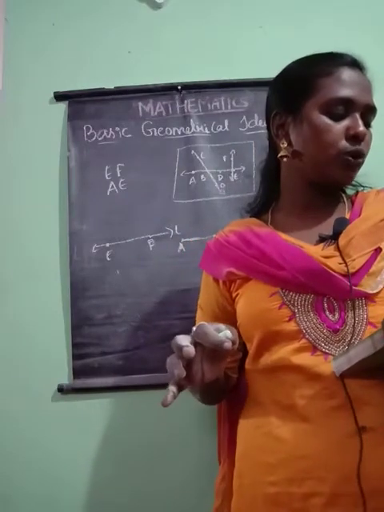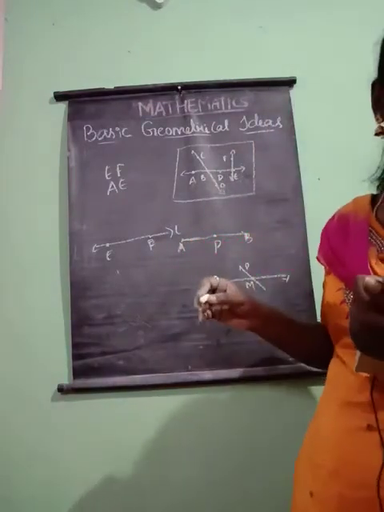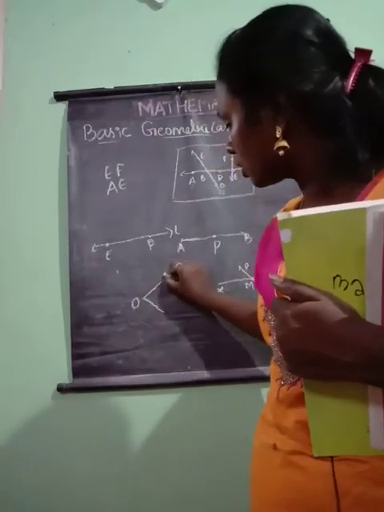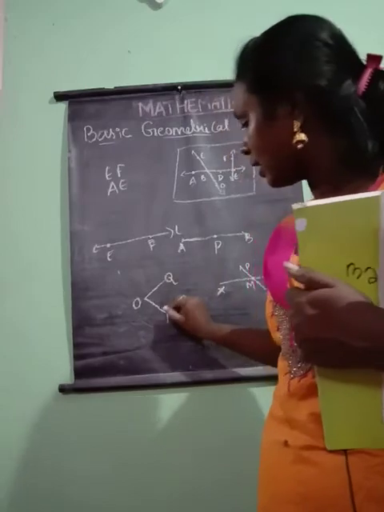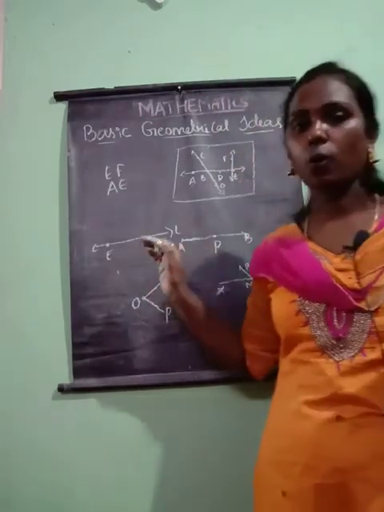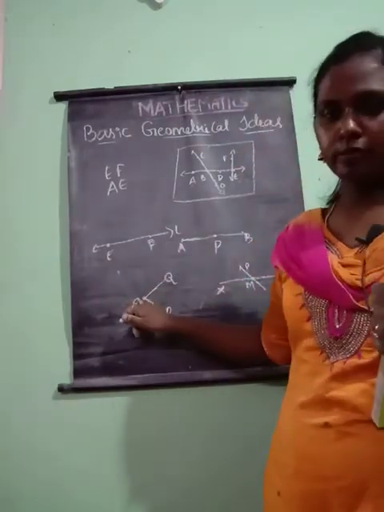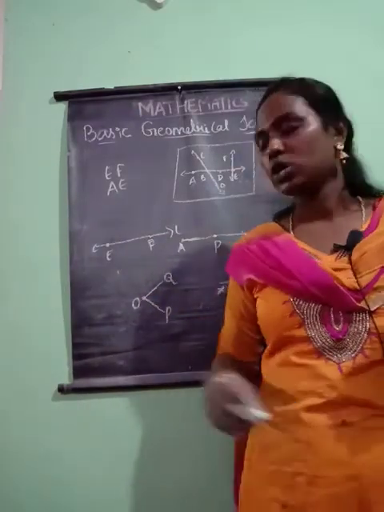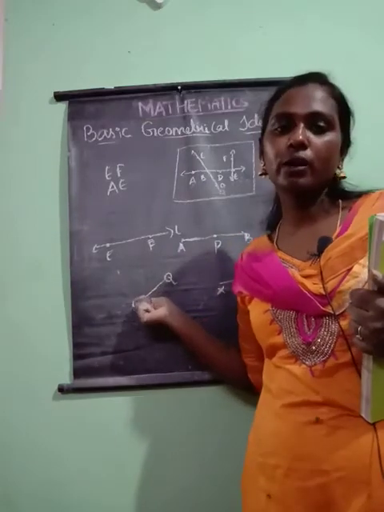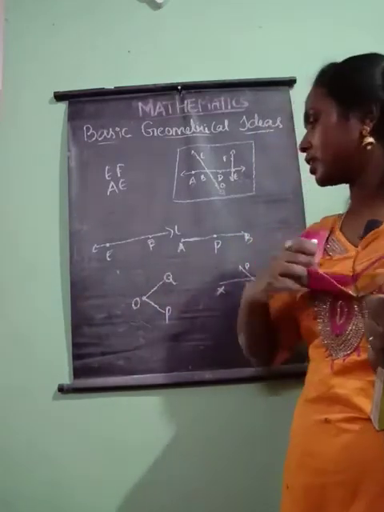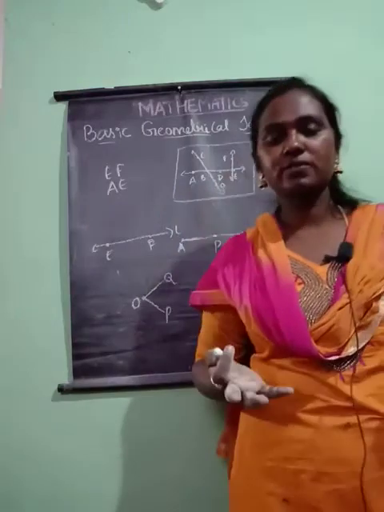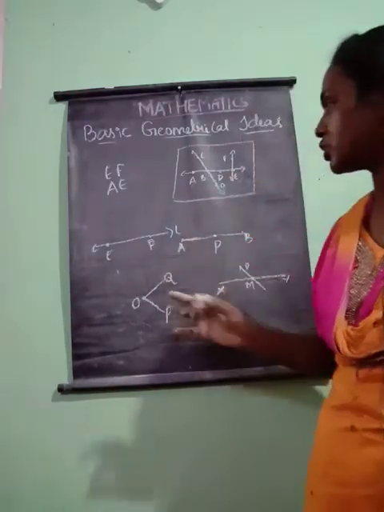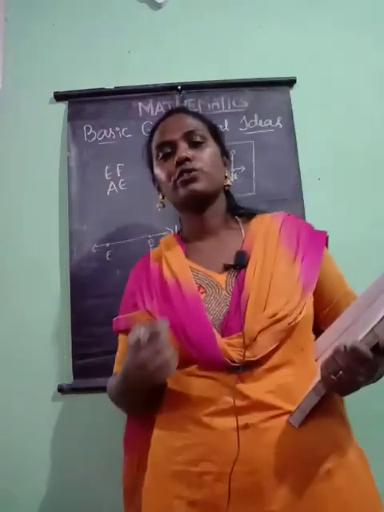OP and OQ meet at O. This is O, Q and P, which are meeting at O. So P is intersecting at O, Q is also intersecting at O. So O is a common point for P and Q. Okay, so if you know these topics well, you can draw or solve the problem easily. I hope you understood this. So thank you so much for watching the video.